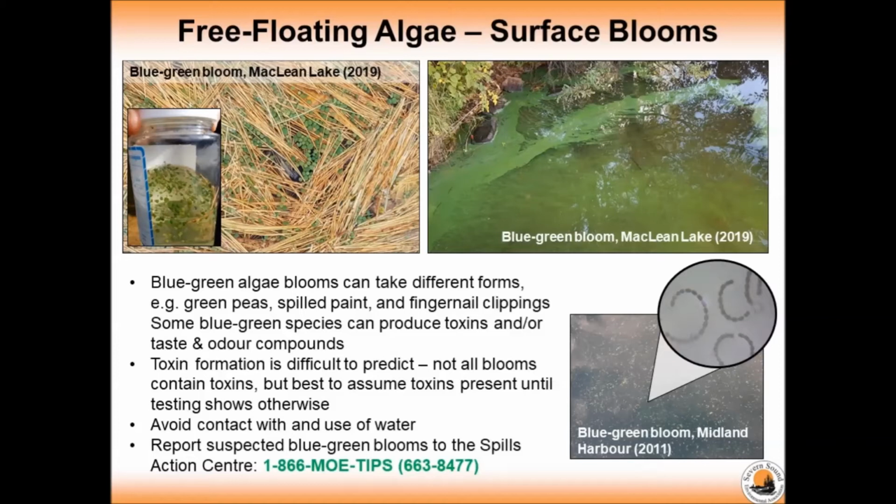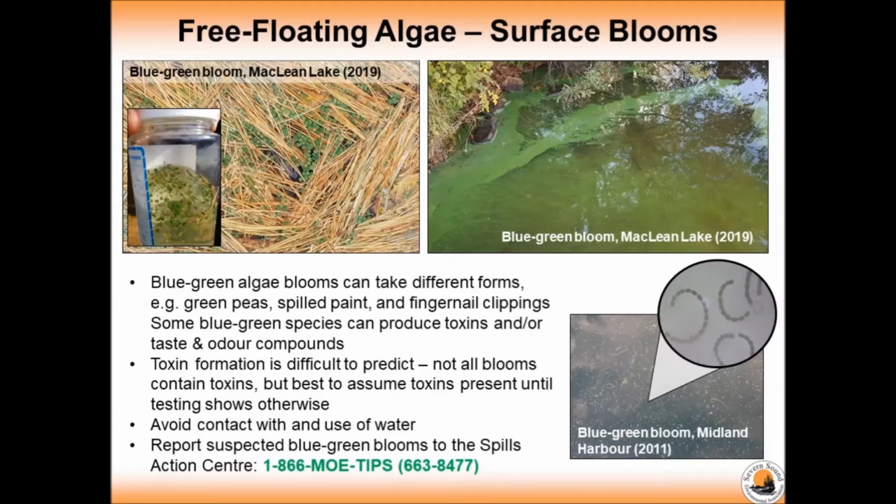So starting with the free-floating algae, surface blooms, so these are your blue-green algae blooms. They can take different forms depending on the species. In some cases, there are some species that will clump together and look like green peas in the water. Most of the time, colonies will look like spilled paint, either right on the surface or maybe just below the surface. Other species can clump together and look like fingernail clippings, just floating on the surface of the water.